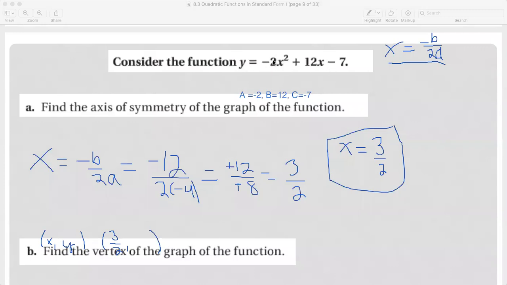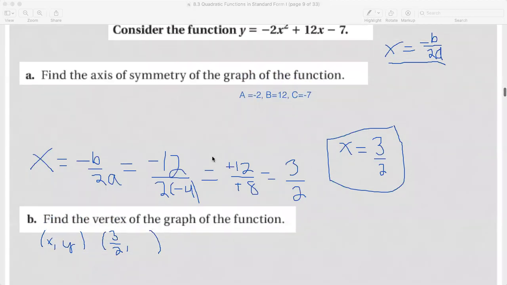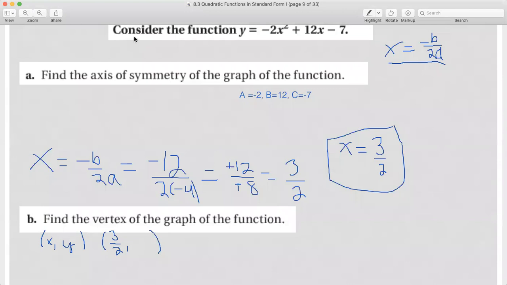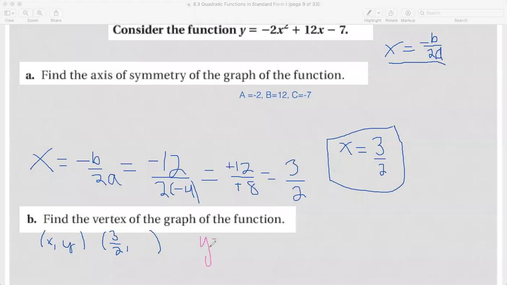I'm going to take the x value, plug it in here to find y. So give myself some room. Okay, so what I'm going to do to find it, and I'll change colors here, let's go ahead and use pink. So it will be y equals negative 2, and for x, I'm going to put in 3/2 squared plus 12 times 3/2.